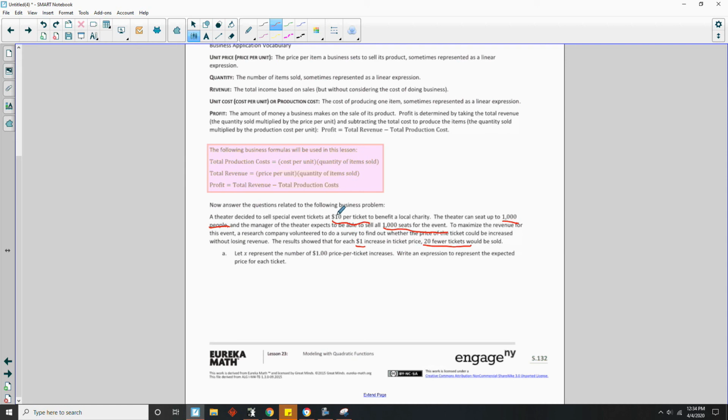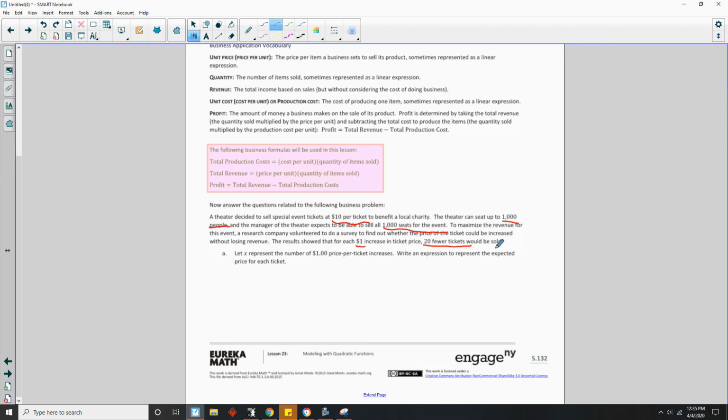Okay, so if they charge $11, only 980 people would come. If they sold it for $12, 960, and so on. Every dollar they add to that $10 ticket, 20 fewer people will come because they find it too expensive. So that's 2%. They lose 2% of the population for every dollar increase. So A says let x represent the number of $1 price per ticket increases.